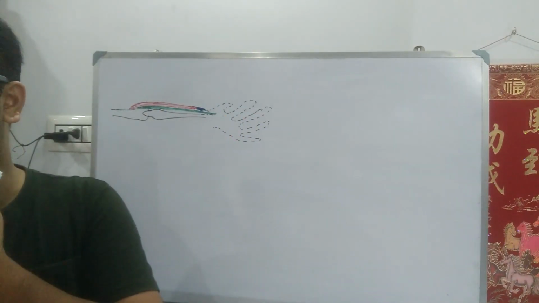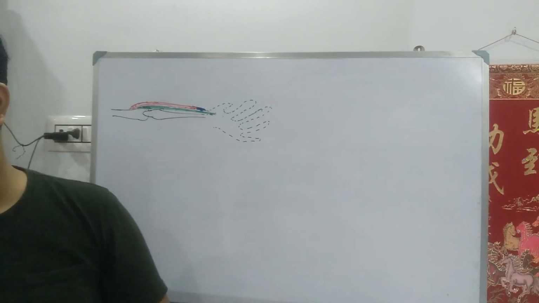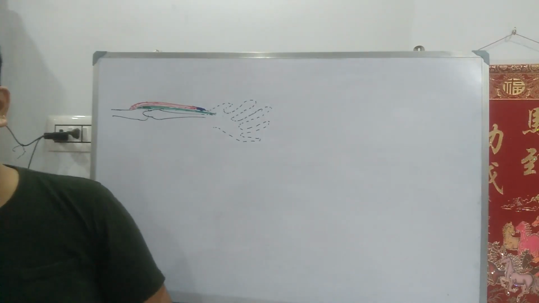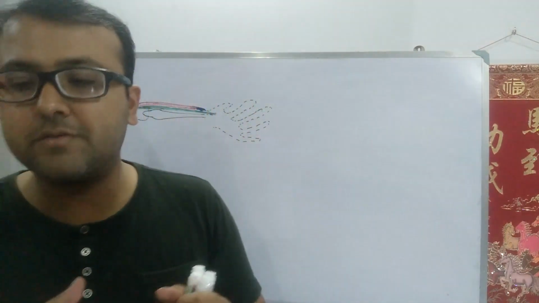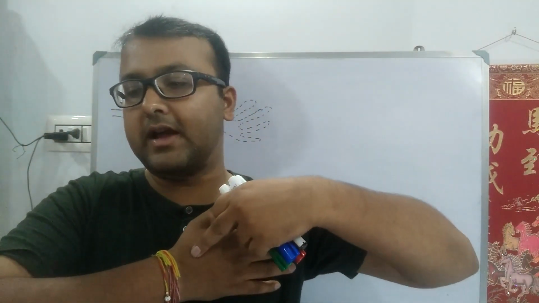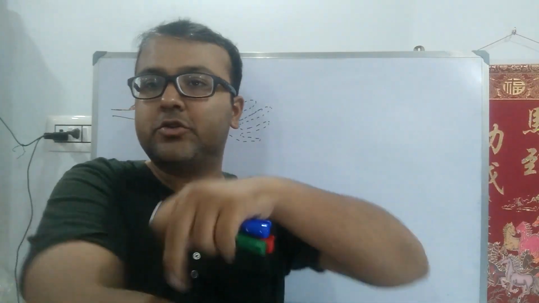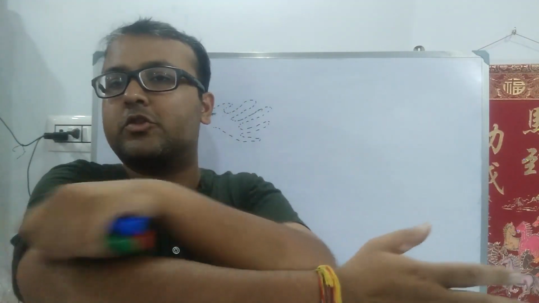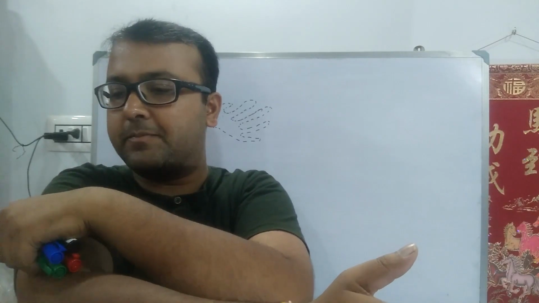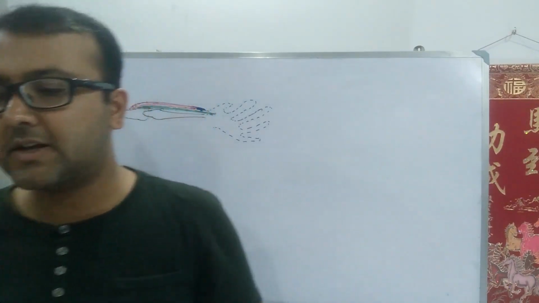So what will be its action? Its action is to extend at the wrist joint. See, I told you that most of the time movement is at the insertion point. So whenever it pulls from here, it is going to move in this manner. So there is going to be extension at the wrist joint.